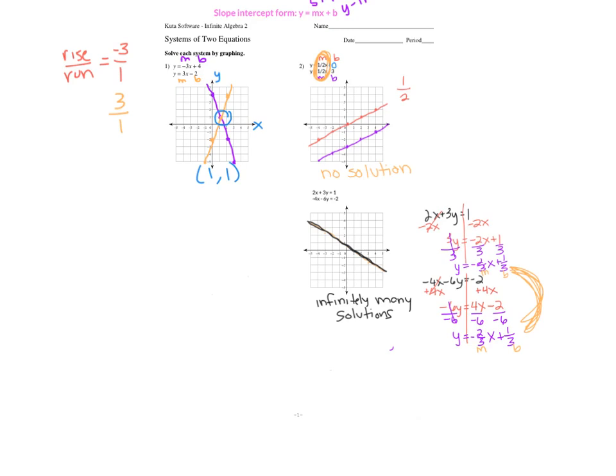All right, so these are the three things that can happen. You could have one solution, like our first problem, where the two lines intersect. We could have no solution because the two lines are parallel. And we could have infinitely many solutions because the two lines are the same.